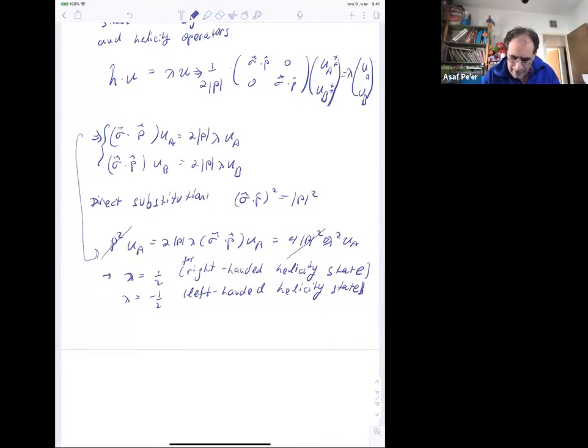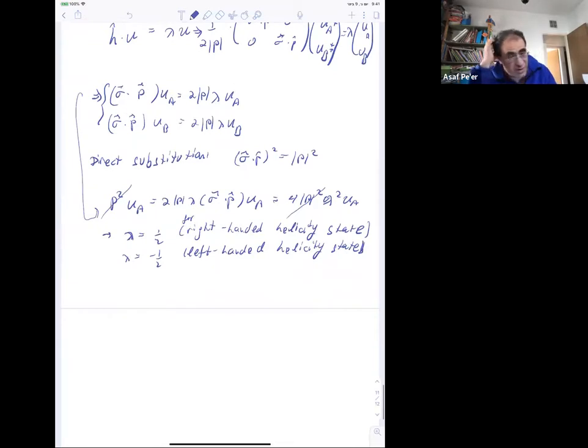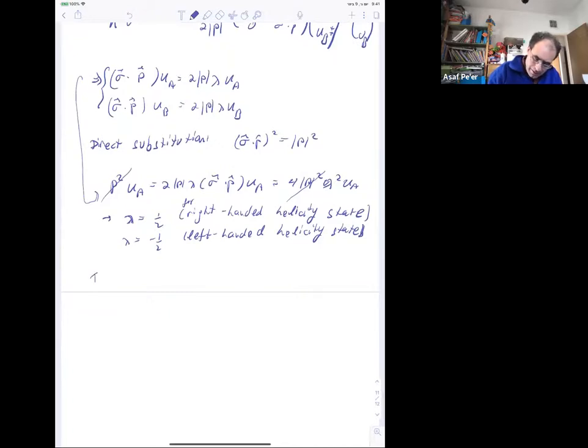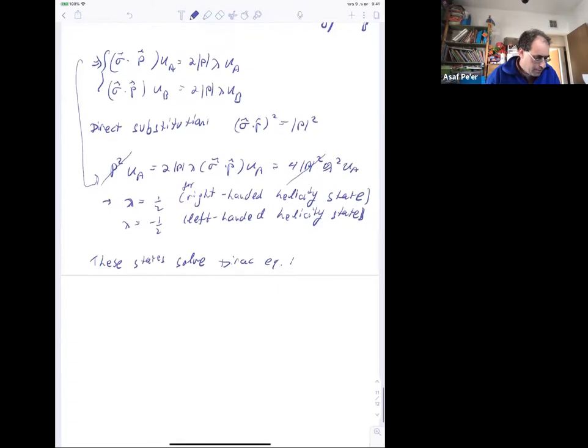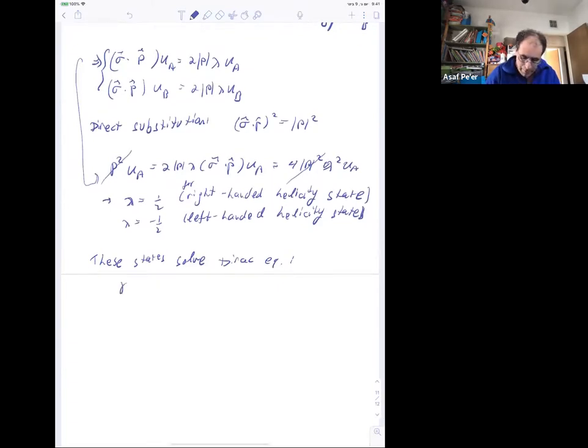Okay, so these are the eigenstates of the helicity operator, but we wanted to find simultaneous eigenstates. That means these states must also solve the Dirac equation. Plugging these states into the Dirac equation, right, gamma mu p mu minus m, u equals 0.